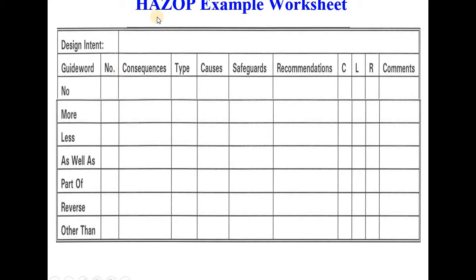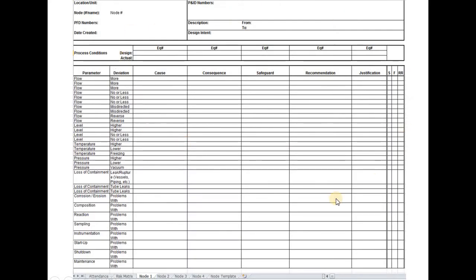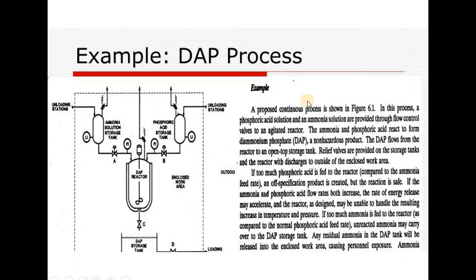Here's something that you can also add. This is a worksheet, and you can develop many different worksheets, mentioning the guide words that you have, what the consequences are if you have more pressure, what safeguards you're going to use for protection, and what recommendations you're going to add. This is a bigger one. I know it will confuse your eye, but you're talking about a certain unit or a certain node shown in the flow diagram. You have its number here, and then you mention a flow that is increasing or a level which is higher and so on.